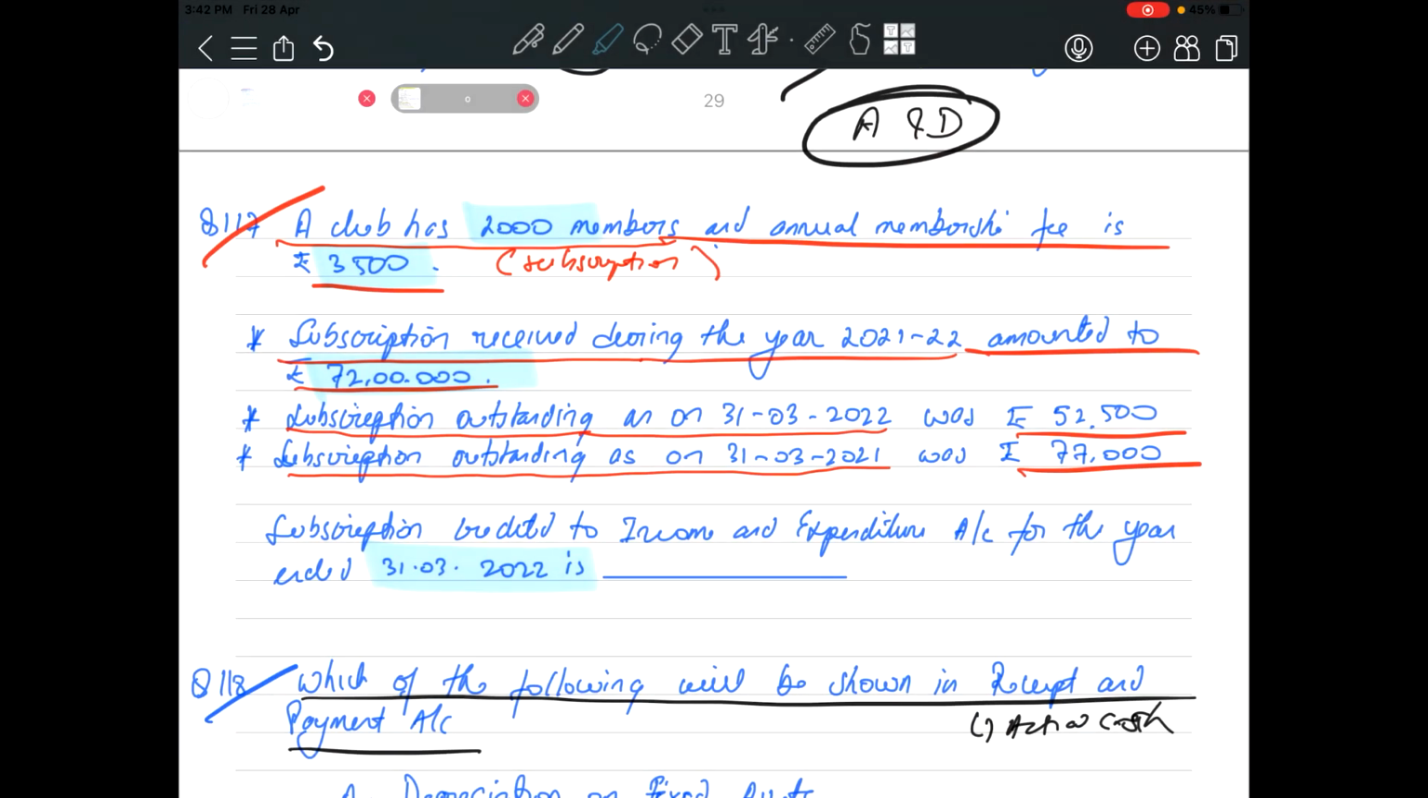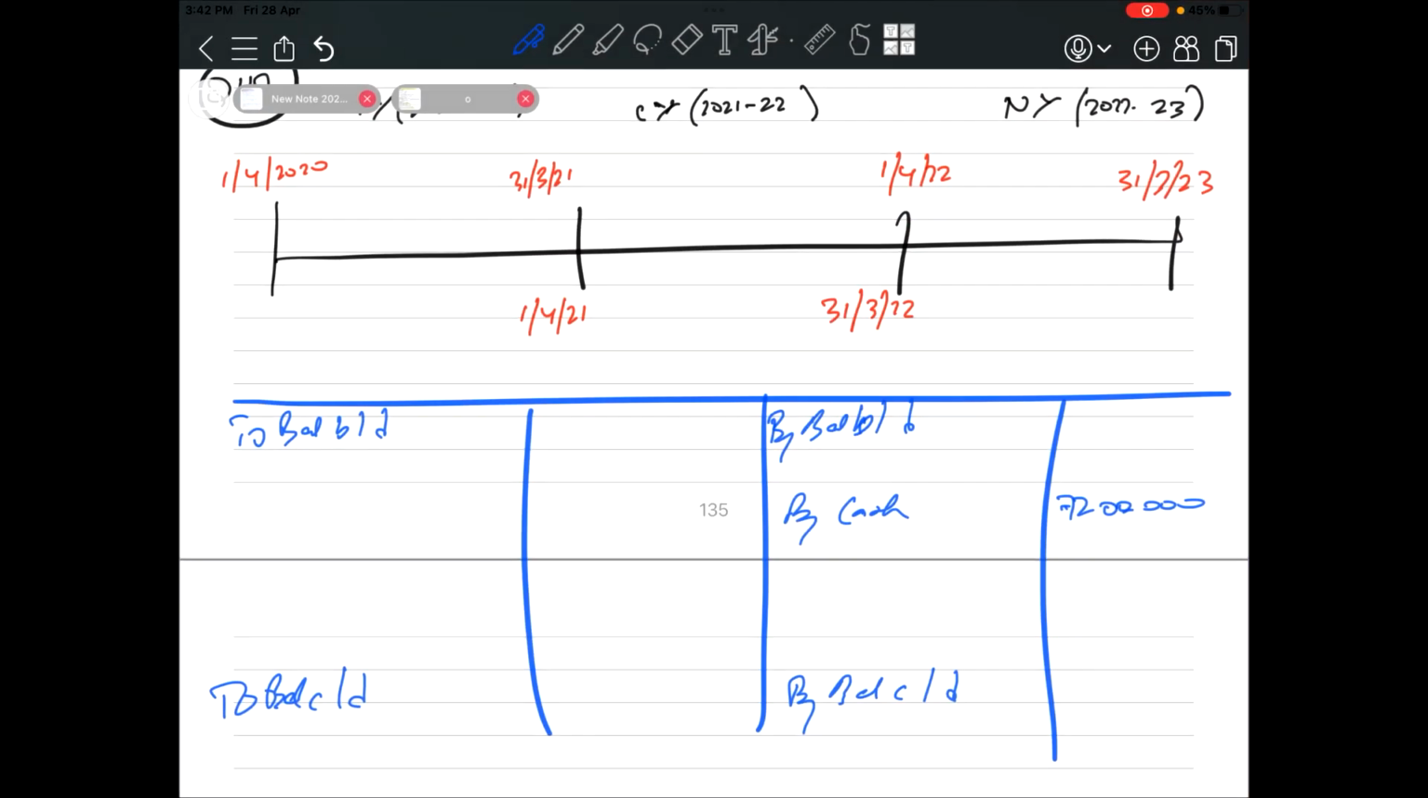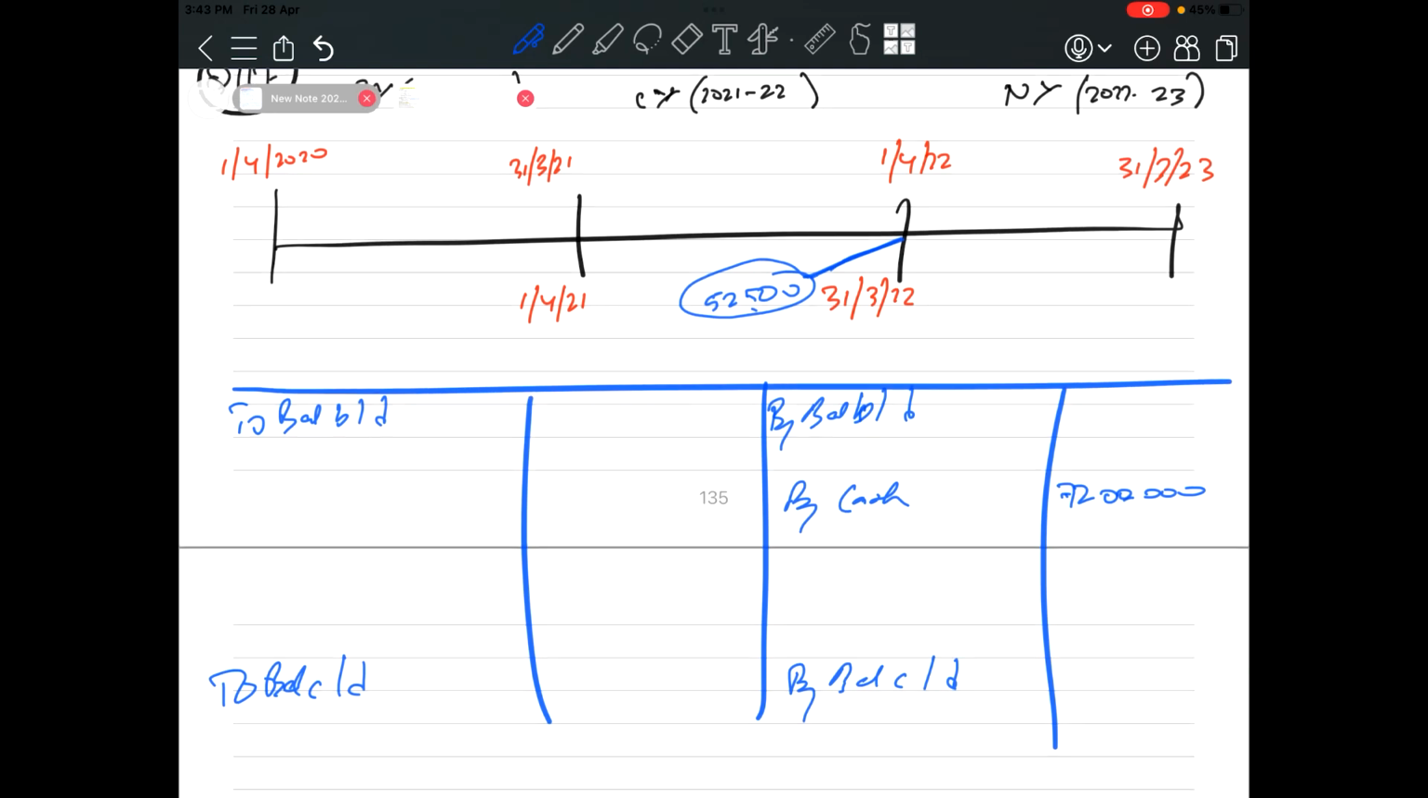Simple. Now point number 3, subscription outstanding as on 31st/3/2022 was 52,500. Now outstanding at this point is how much? 52,500. So this is the outstanding closing balance of the current year. Subscription outstanding means asset. It is an asset for the organization. So it will come on the credit side, right? 52,500. This is the outstanding amount. This amount I will receive in the next year. So it will be the opening balance of next year.